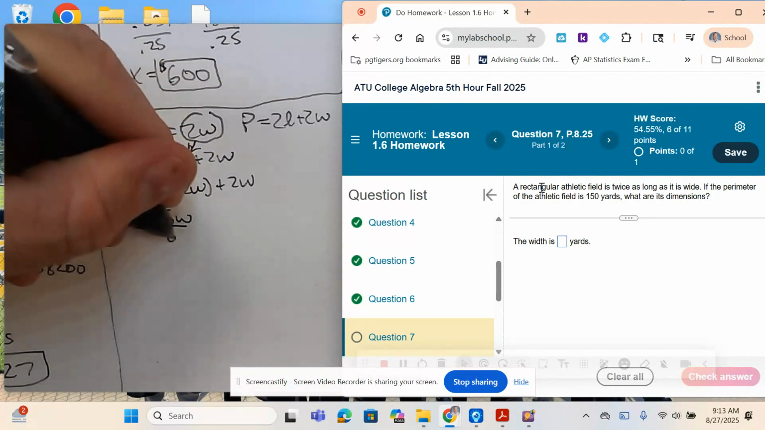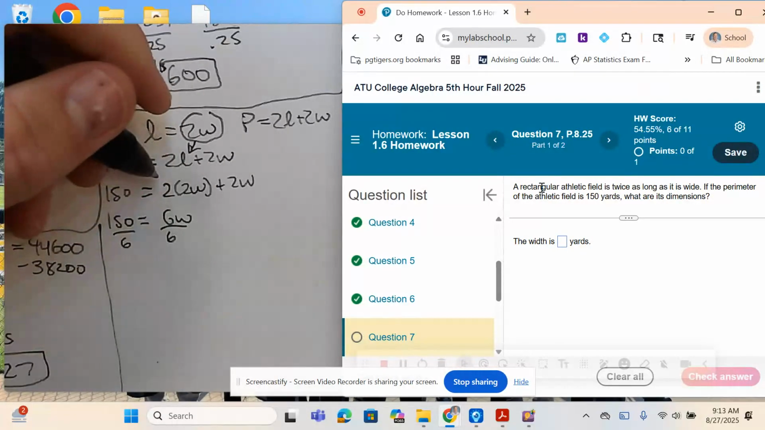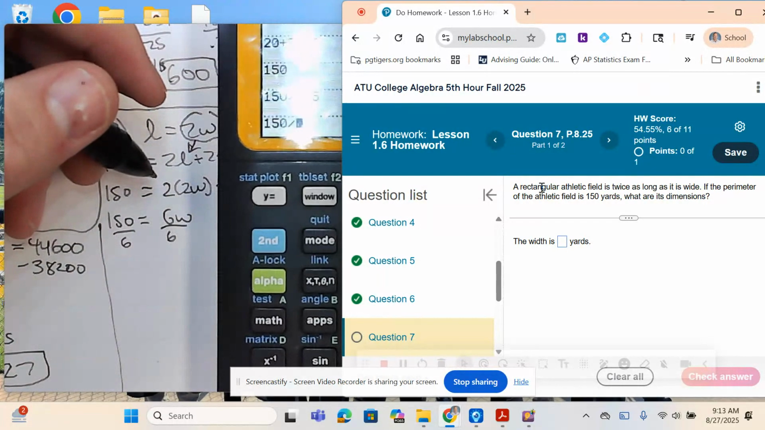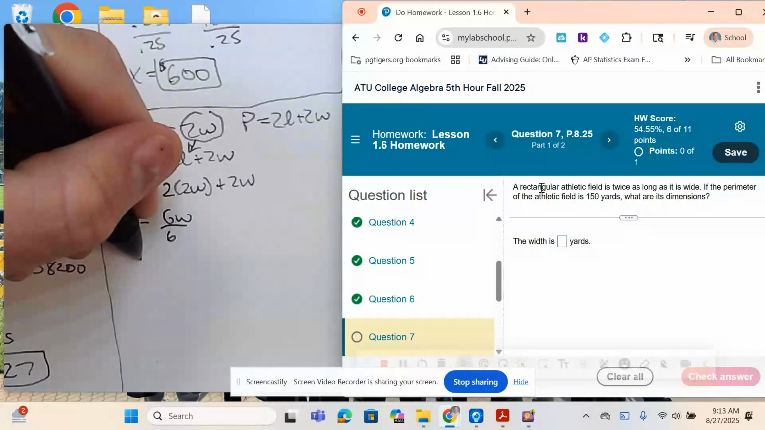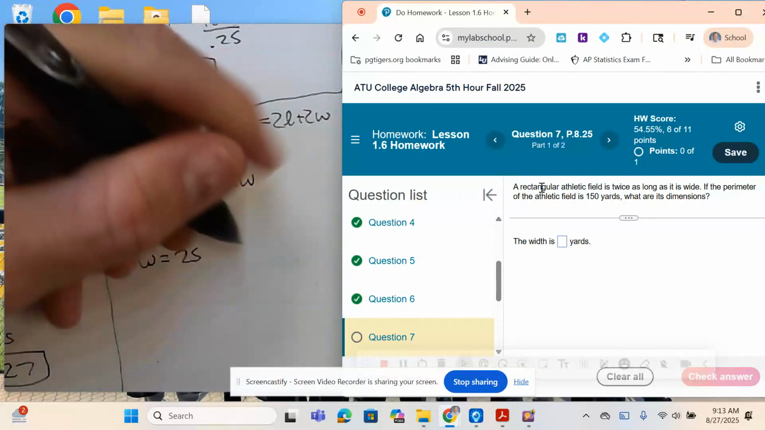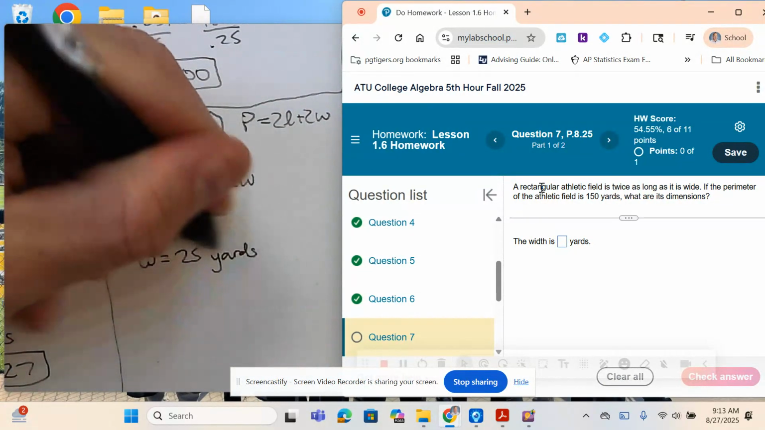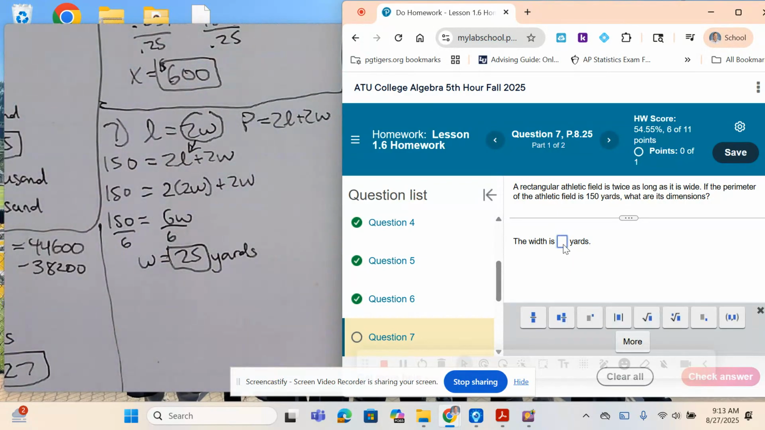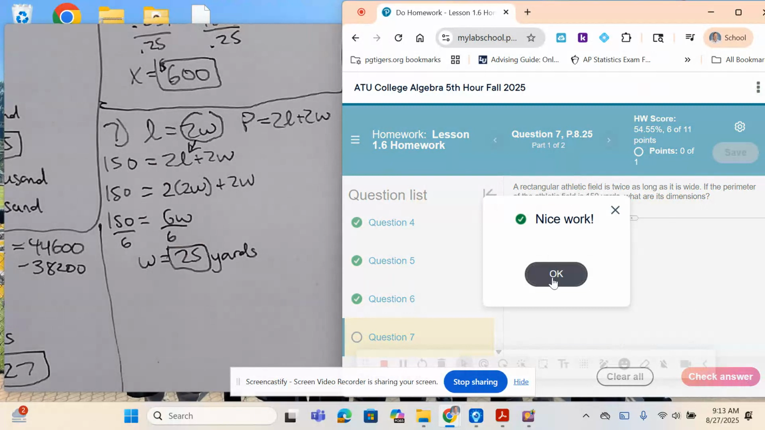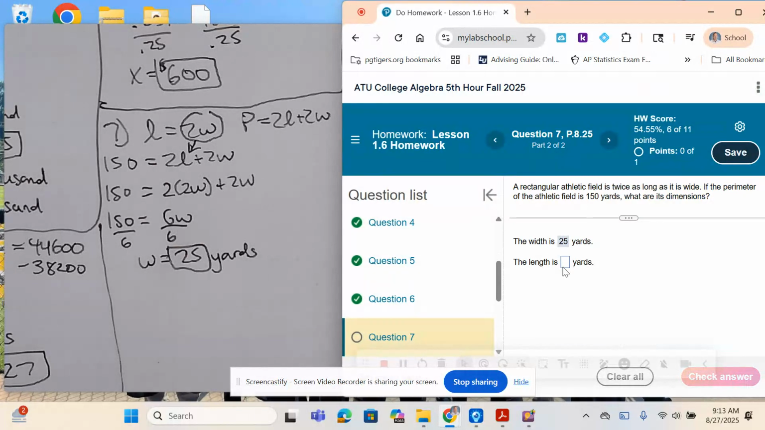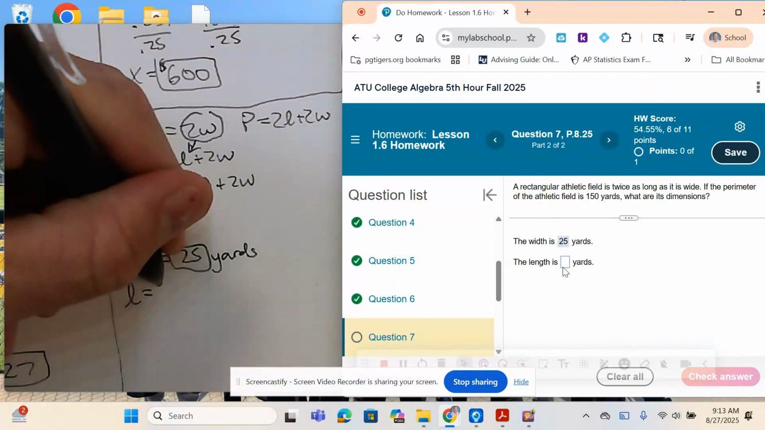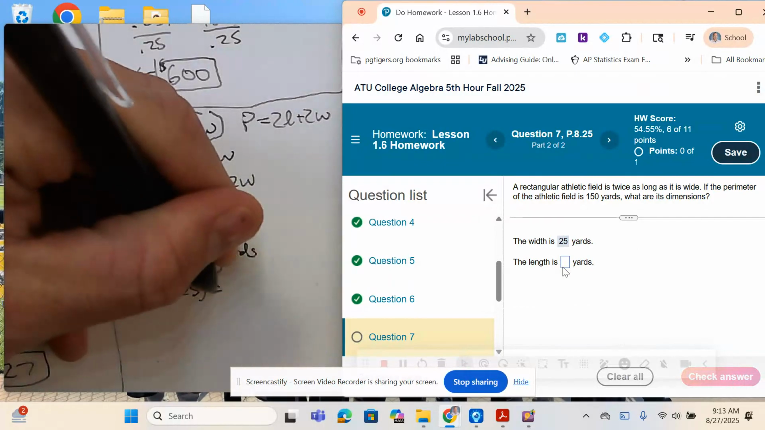6W, divided by 6, divided by 6. I just need the width. Well, they're going to ask for both of them here. Divided by 6, 25. So the width is 25 yards. It was difficult. The length. So the length is 2W. So it's 2 times 25, so it'd be 50 yards.